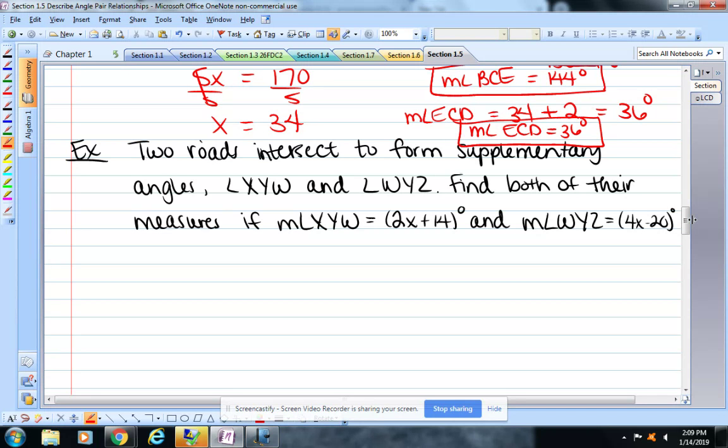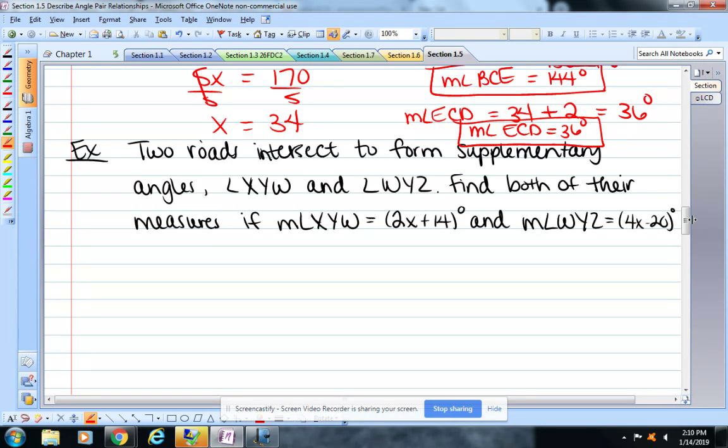Blah, blah. Okay, they make those 2 angles. Find both of their measures if one of them is 2x plus 14 degrees and the other one is 4x minus 20 degrees. Clue word, supplementary. So this plus this is going to equal what? 180. That's all you got to do. You're working it just like the last problem, except this time they told you in words, not a picture.